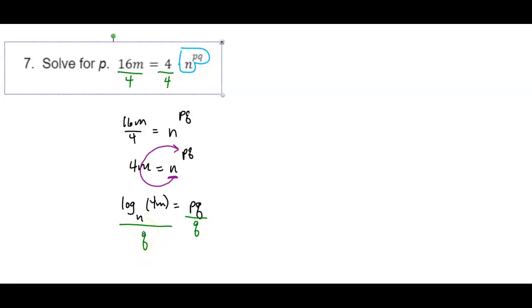And now I've got p by itself. So we can say now that p is equal to log base n of 4m all over q.